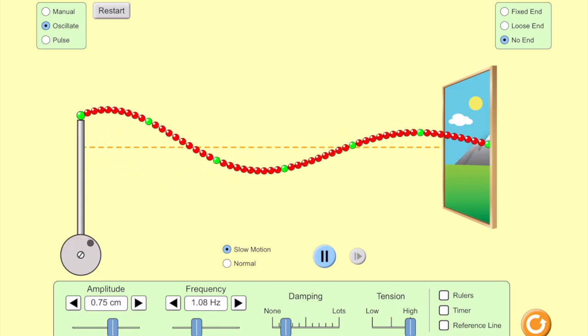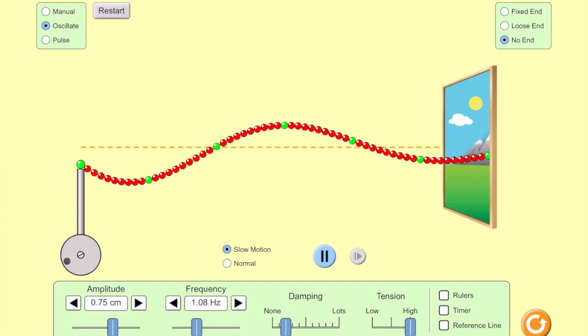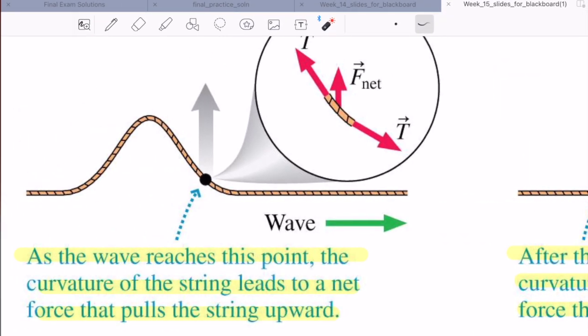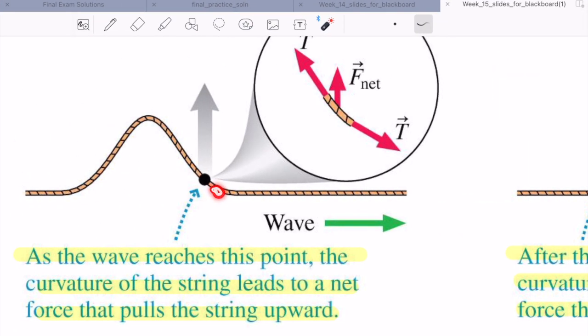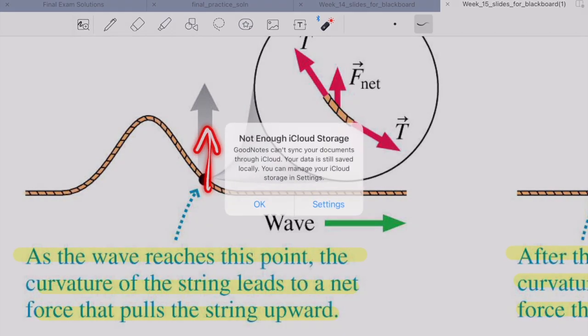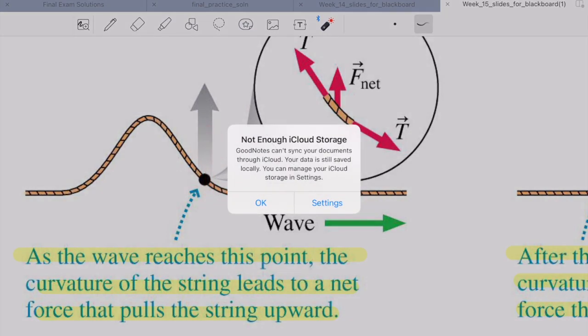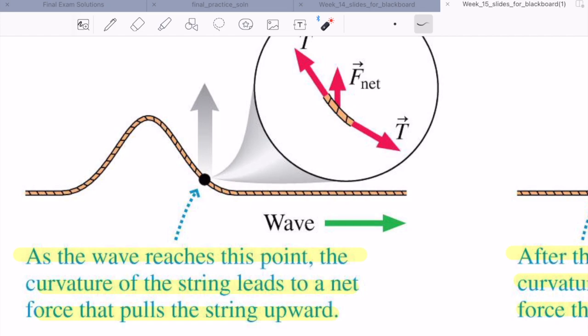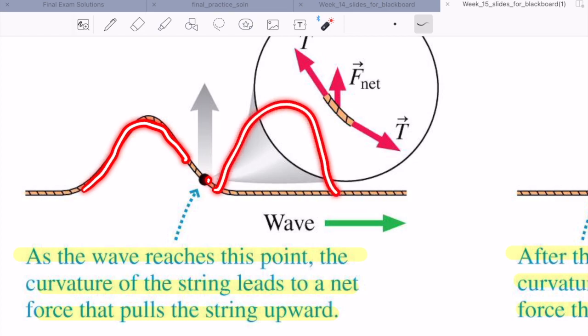So whenever I have that disturbance there for the wave, what I see is that any parts of the medium that were at a lower level will essentially be pulled up to form that continuous peak or that continuous wave, right? So it says here that as the wave reaches this point right here, the curvature of the string leads to a net force that pulls the string upward to reform that peak, right? Because otherwise the peak would just stay flat, right? So flick it up, that peak needs to form here now.